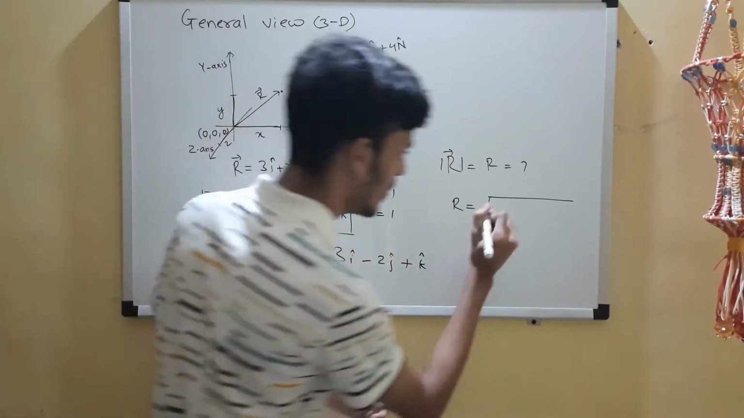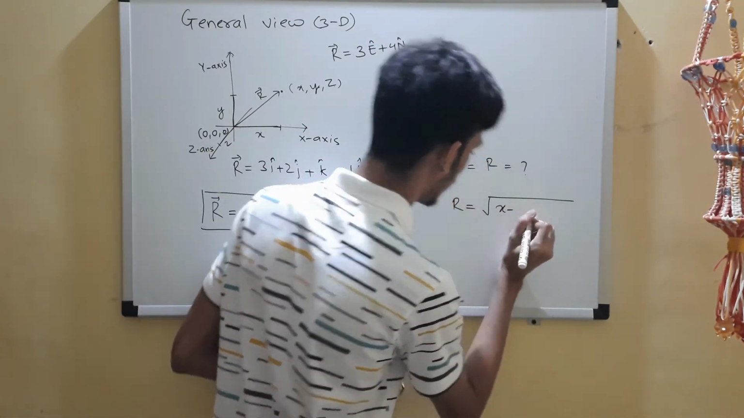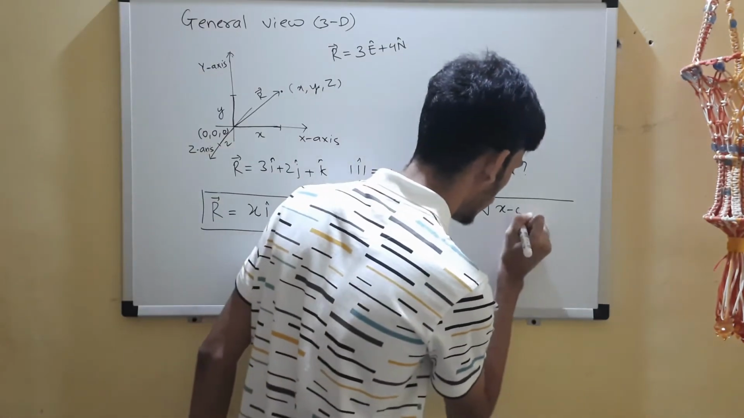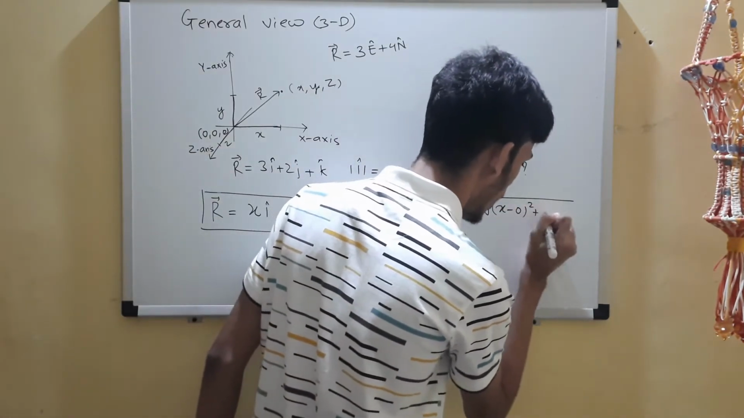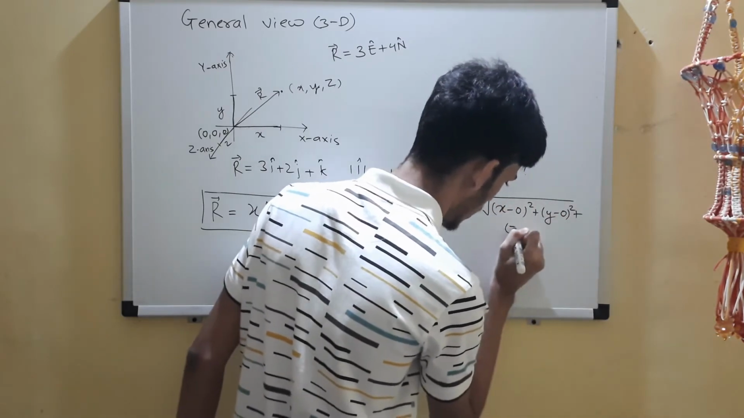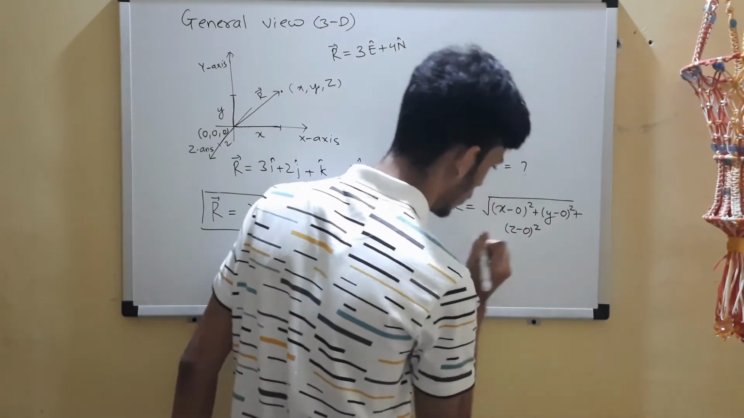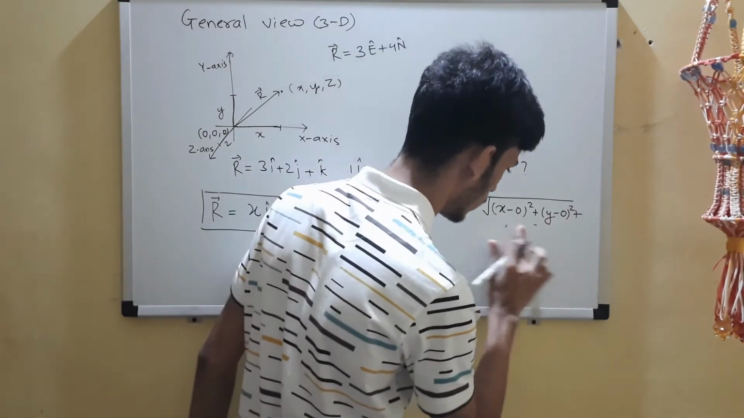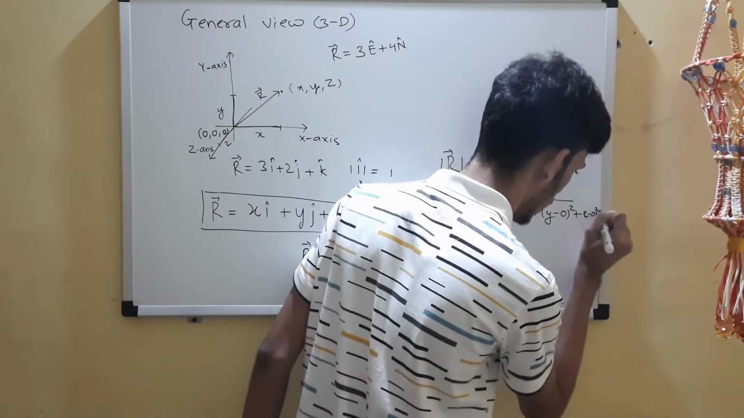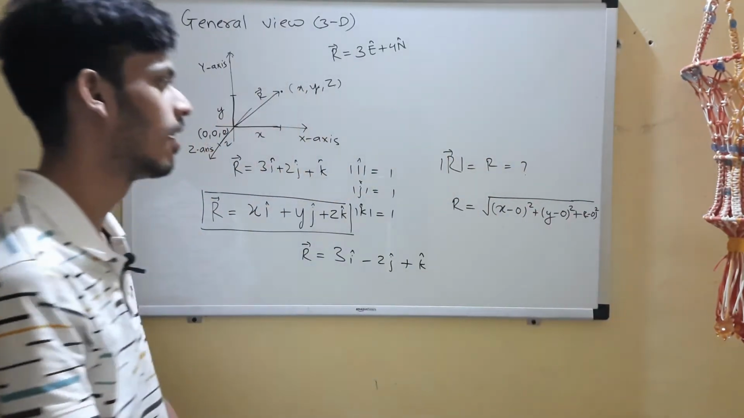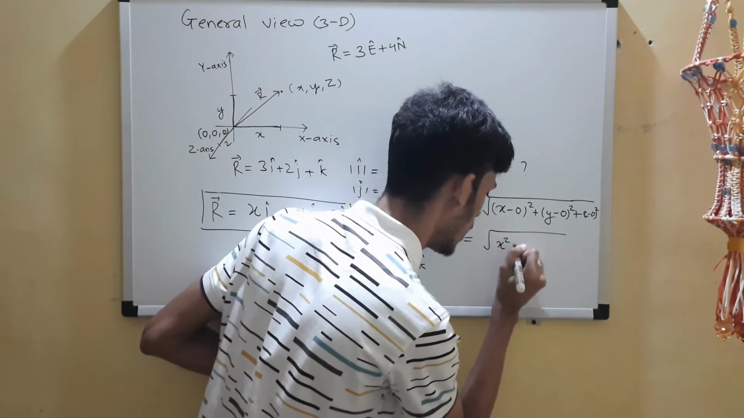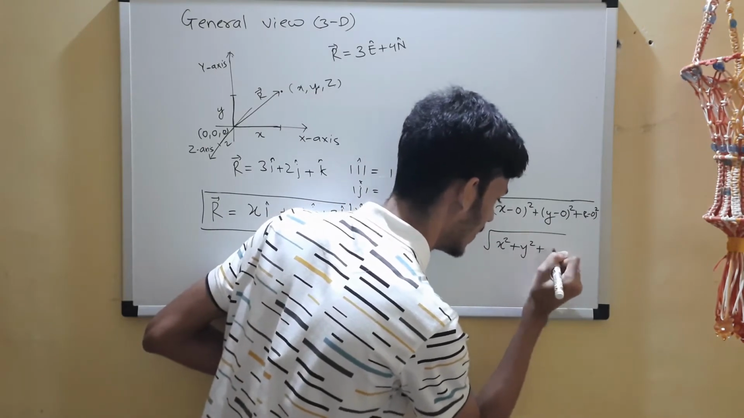So can you see the formula? Under root, x2 minus x1 the whole square, plus y2 minus y1 the whole square, plus z2 minus z1 the whole square. Doesn't look nice, sorry for squeezing that. With z minus 0 the whole square. So what do you get? Under root x square plus y square plus z square.